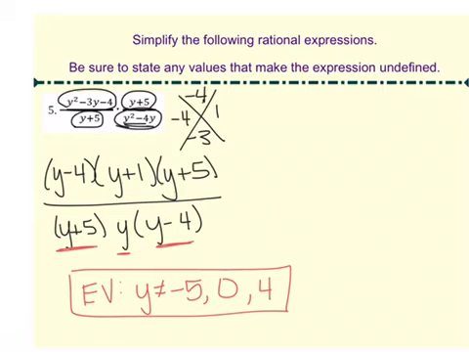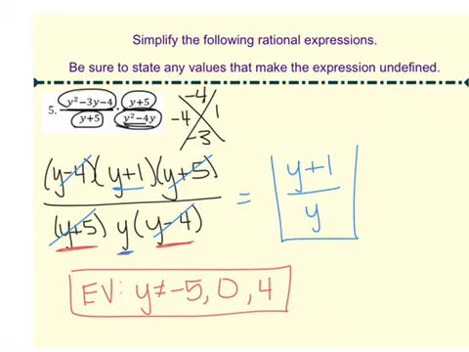Now we're going to simplify and get our final answer. So I have a y minus 4 and a y minus 4, a y plus 5, a y plus 5. Again, I cannot take this y away from this y because this has a y plus 1. So my simplified answer is going to be y plus 1 divided by y on the bottom.